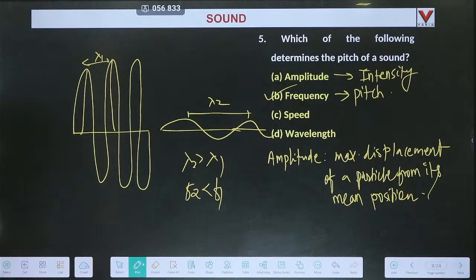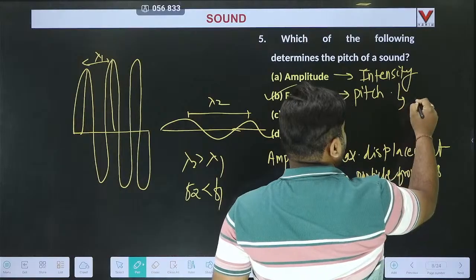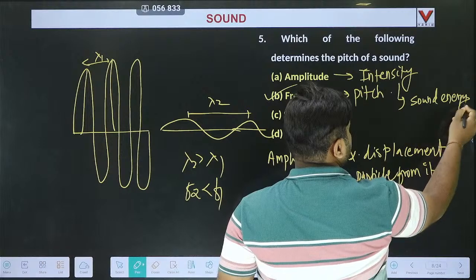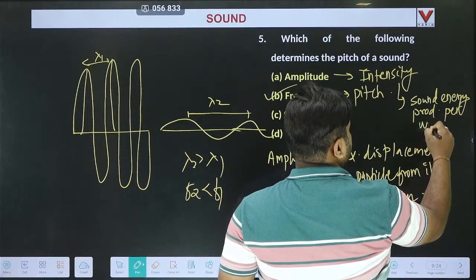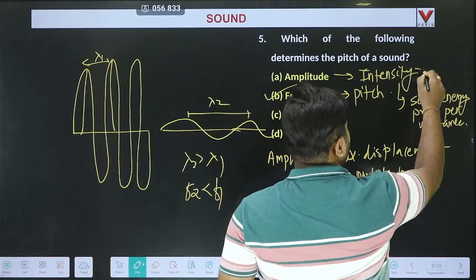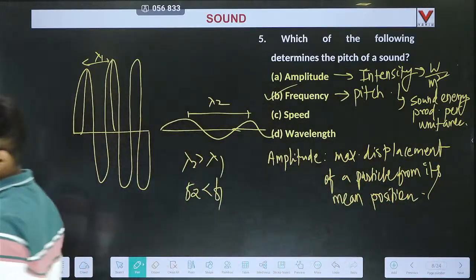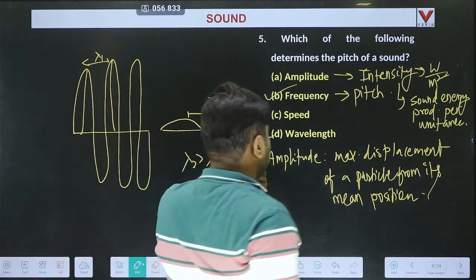Okay, take it. So intensity of sound means what? Means sound energy per unit area. Sound energy produced per unit area. So the SI unit of intensity is watt per meter square, the power of the sound. So I think it is clear, all okay, understood.